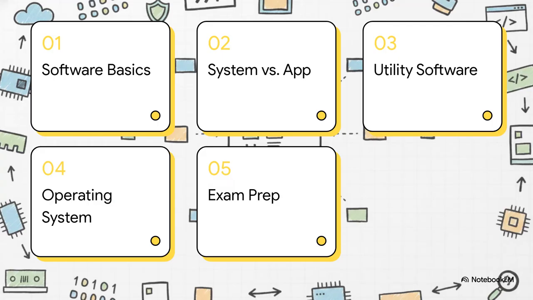Okay, let's quickly run through our roadmap for today. 1. The invisible director, software. 2. System versus application software. 3. Unsung heroes, utility software. 4. The ultimate boss, OS. And finally, number 5, ace your board exams.